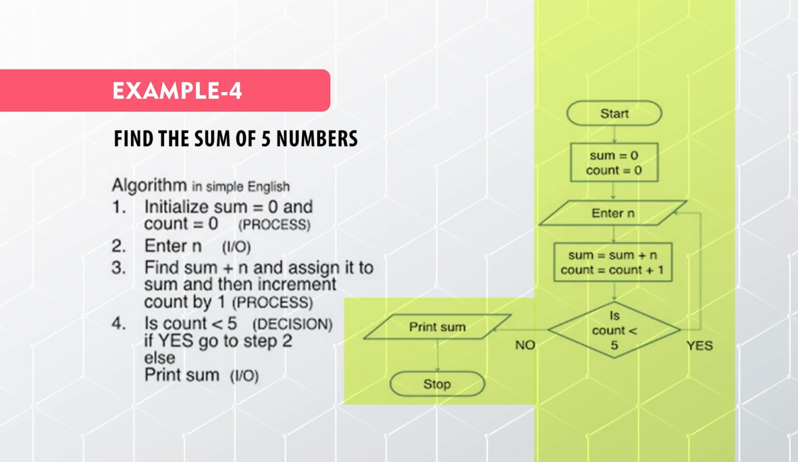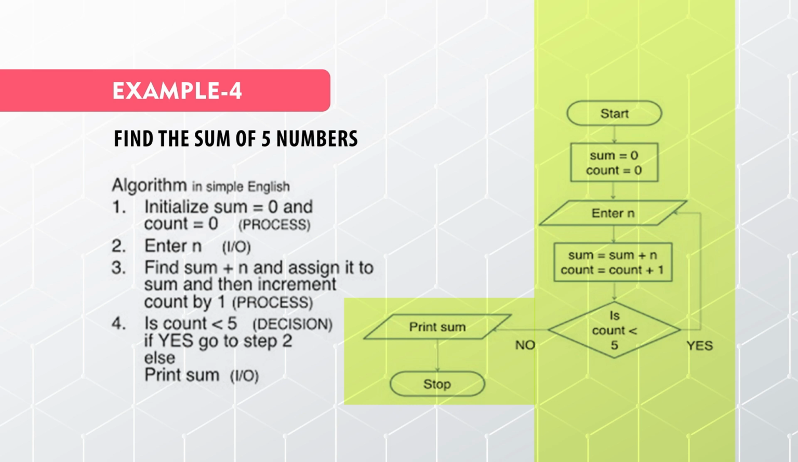So, is count less than 5? Yes, count is less than 5. So, again take an input number n. So, sum is equal to sum plus n, and again it is checked, is it less than 5? Yes, again a new number is entered and added into the value of sum. The moment count becomes 5 or more, the condition turns out to be false and it goes out, and the entire sum, that is 1 plus 2 plus 3 plus 4 plus 5, that is 5 plus 4 is 9 plus 3 is 12 plus 2 is 14 plus 1 is 15. So, 15 will be printed and the algorithm will stop.